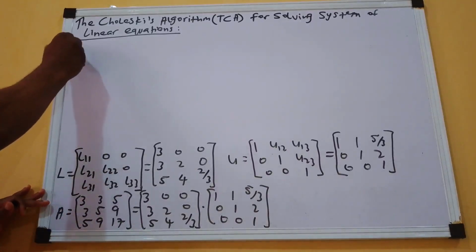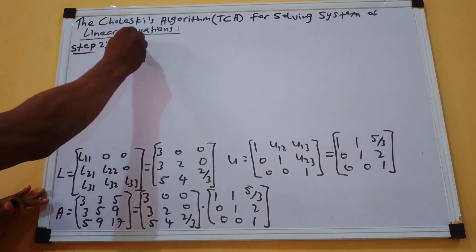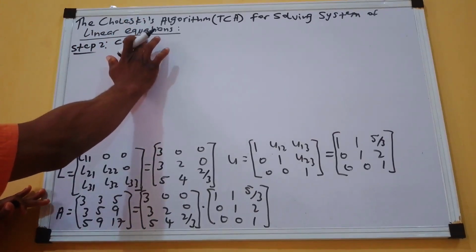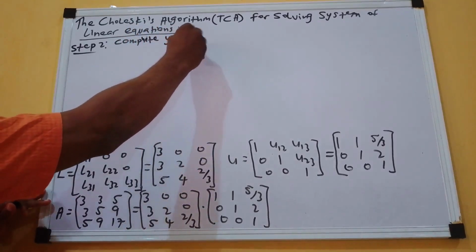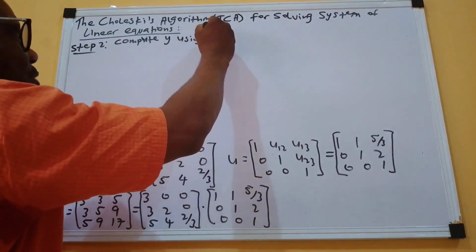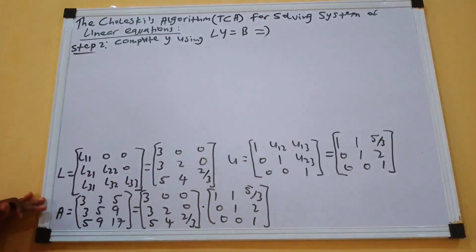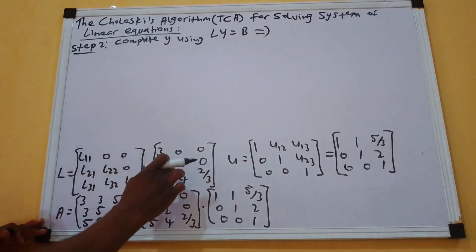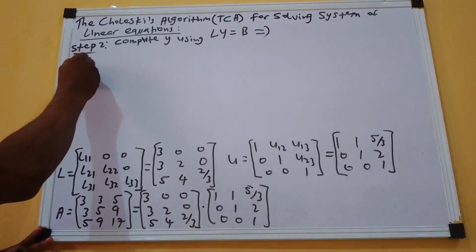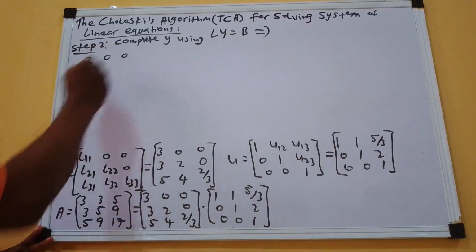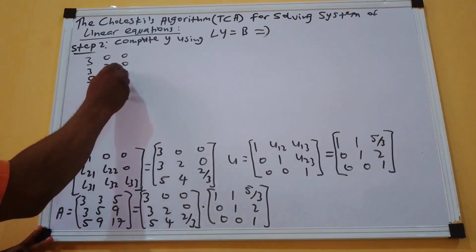Now our step 2, we are to compute y using Ly is equal to B. So this goes like this. What is our L? Look at our L here. We are going to write down our L. Let me start it here. Our L will be 3, 0, 0, 3, 2, 0, 5, 4, 2 over 3.